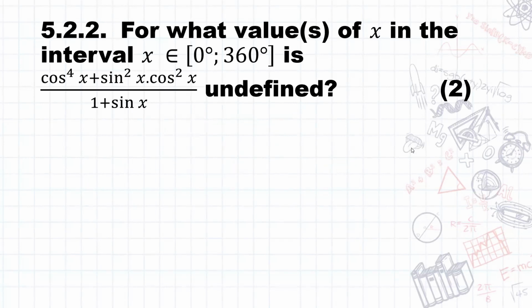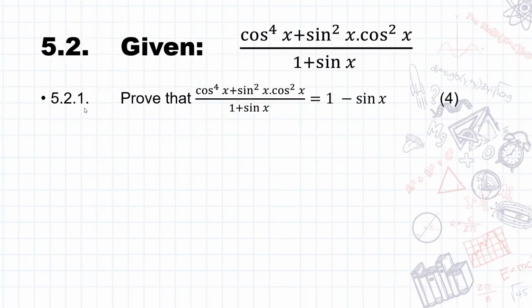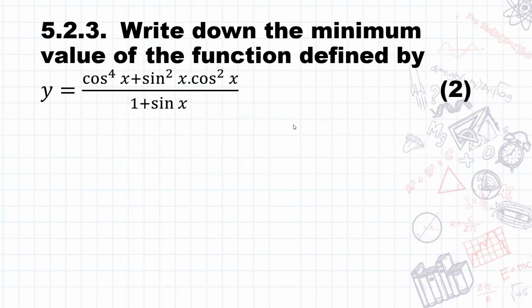The next question says write down the minimum value of the function defined by, and then you've got cos 4x plus sine squared x cos squared x. So it's the entire thing again. And we know that it is equivalent to 1 minus sine x, because we proved that in 5.2.1, right? So we can use that information, and we're going to, again, just chuck this in the table, 1 minus sine x. So here we go.